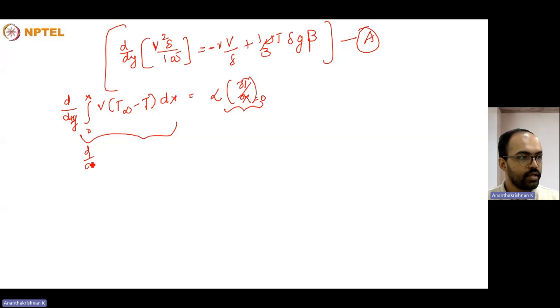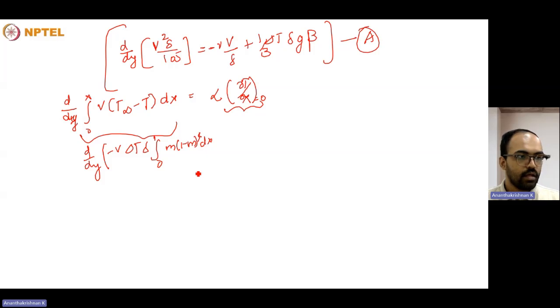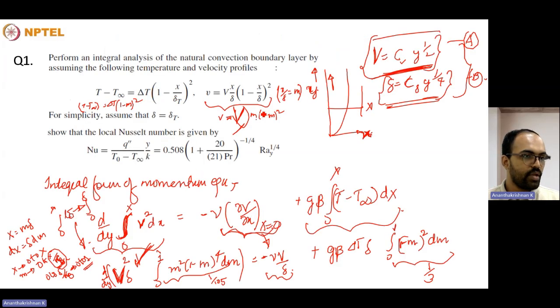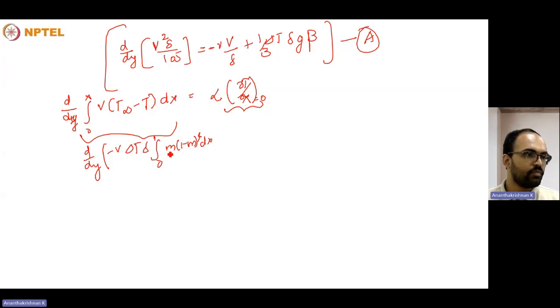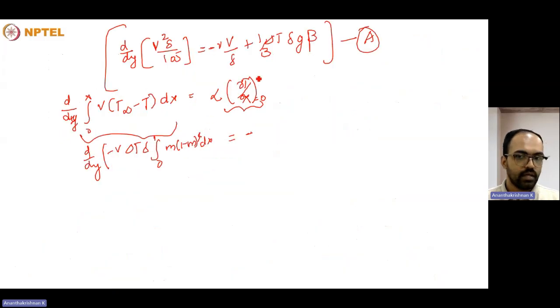So it will become d by dy, just like the previous case, of the integral from 0 to x of v into (t infinity minus t) dx, which will become minus v delta t delta into the integral from 0 to m of m into (1 minus m) raised to 4 dx. The temperature profile will be 1 minus m squared, and then there is the velocity, that is m into (1 minus m) squared. Multiplying both of them, it will become m into (1 minus m) raised to 4 dx. That is equal to this particular term: differentiate the temperature profile with respect to x and put x equal to 0, and we get minus 2 alpha delta t divided by delta.